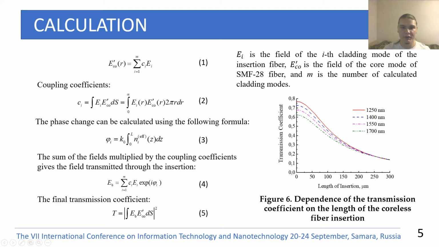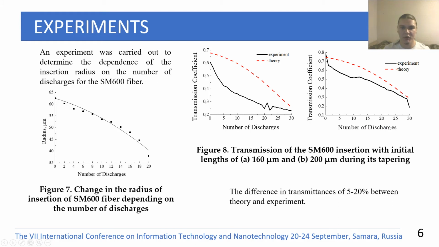And the final transmission coefficient can be obtained through the overlap integral over the fiber cross-section between the field in the insertion and the standard fiber core mode field. Doing this calculation for every length of insertion, we can obtain the dependence of the transmission coefficient on the length of the fiber insertion. To begin with, an experiment was carried out to determine the dependence of the insertion radius on the number of discharges for the SM600 fiber.